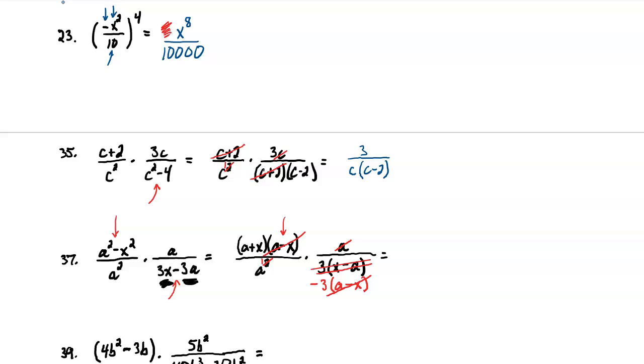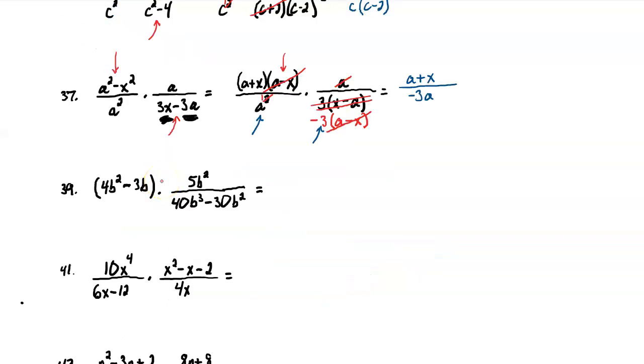Now the final answer. A plus x is in the numerator. Down in the bottom, there's an a, and there's a negative 3. It's customary to write the number in front of the letter, so we get negative 3a.